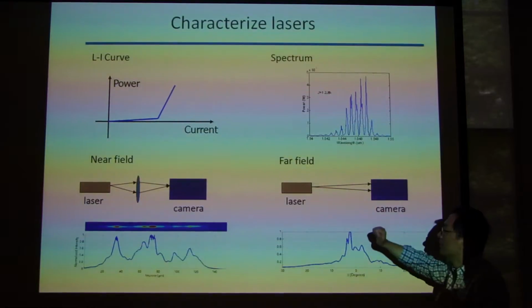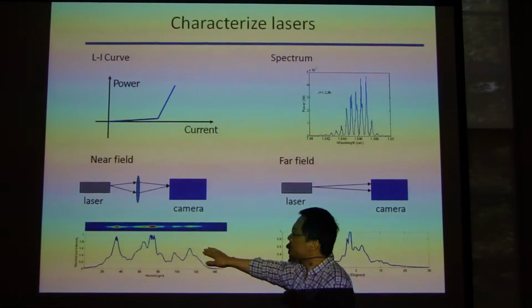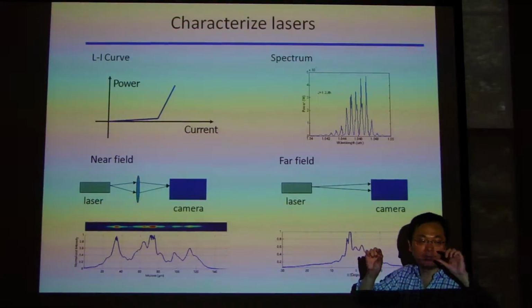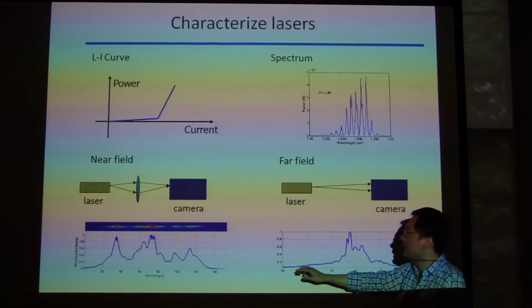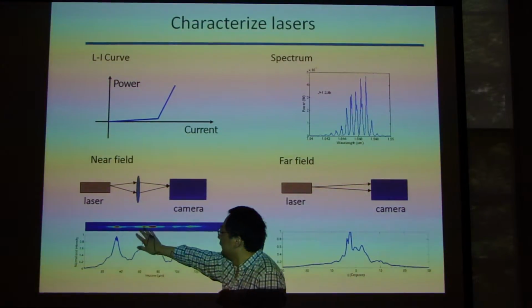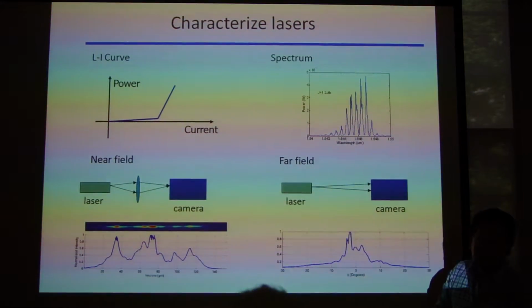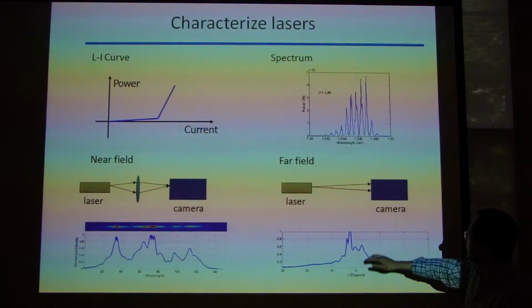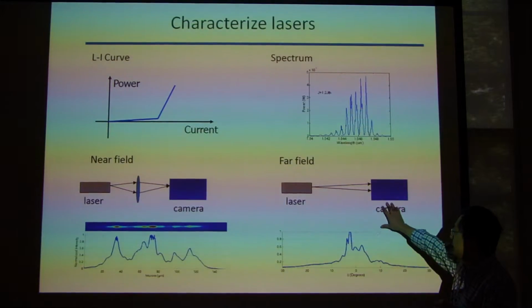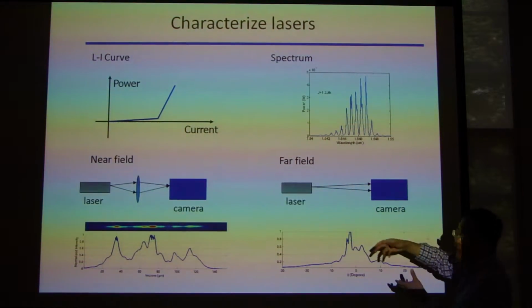So that's a spectrum. You have the near field. Basically imaging the emitting facet of the laser. This is usually a typical near field of the laser. But apparently you have those multiple lobes, that's a multiple lobe laser. You also have the far field, looking at the laser. You put a camera far away.